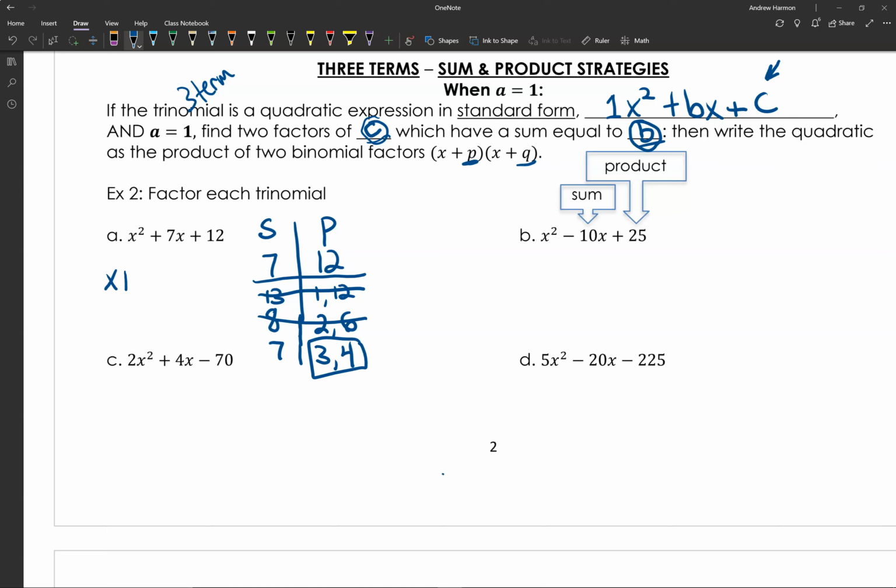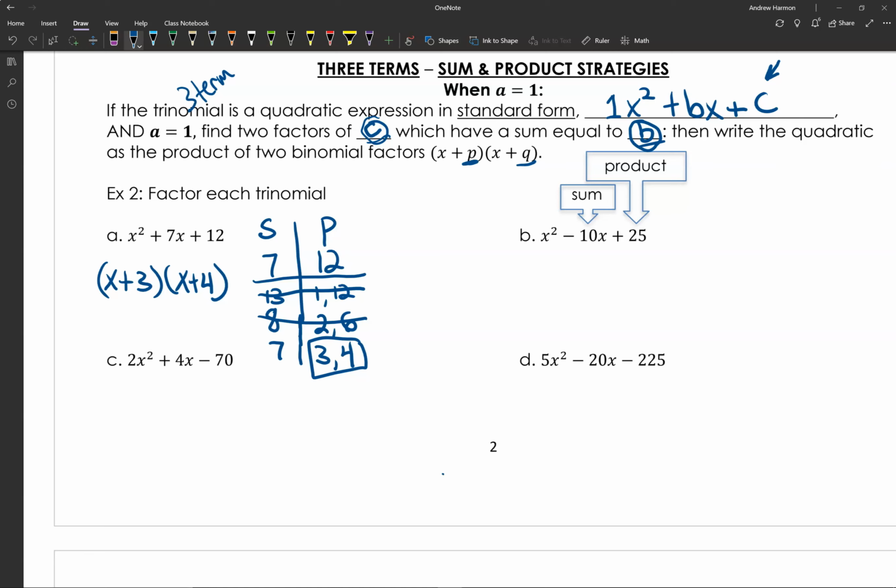So I just write x plus p, which is 3, and x plus 4, which is q. Now, it wouldn't matter the order I write these in, whether it's x plus 3, x plus 4, or x plus 4, then x plus 3, because when you multiply things, the order doesn't matter.